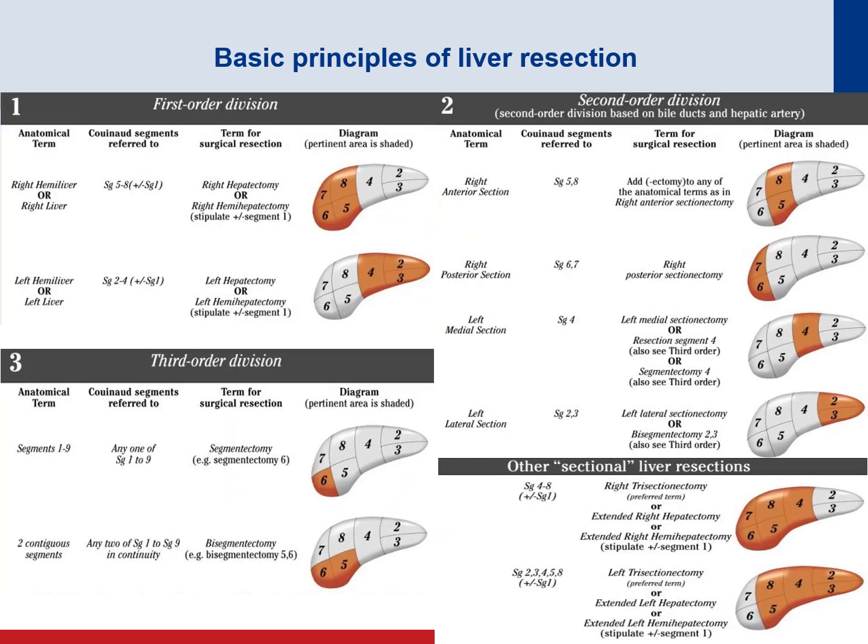So this slide should give you an overview on the different kinds of liver resections. For instance, a right hemihepatectomy would mean the removal of segments 5 to 8 plus minus segment 1, whereas a left lateral sectionectomy would mean the removal of segments 2 and 3. A right trisectionectomy, also called extended right hemihepatectomy, would entail the removal of segments 4, 5, 6, 7, 8 plus minus segment 1.